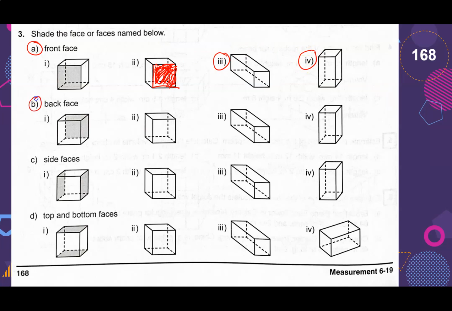Part B asks you to shade the back face in this shape. The back face is right there. Please try part 3 and 4 on your own. Part C, notice it says side faces, so it's looking for more than one. So this one has one side face right here and another one right there. Please do part 3 and part 4. Then try part D on your own, shading the top and the bottom faces.